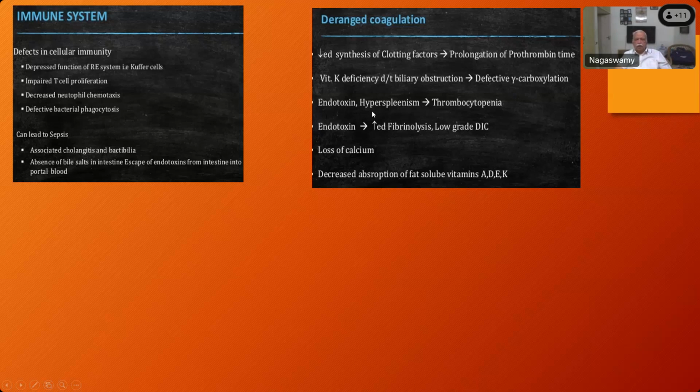And endotoxin and hypersplenism all lead to destruction of platelets, resulting in thrombocytopenia. Endotoxins will also increase fibrinolysis, and so it can produce what is called low-grade disseminated intravascular coagulation, loss of calcium, and decreased absorption of fat soluble vitamins. All this leads to a tendency for bleeding.